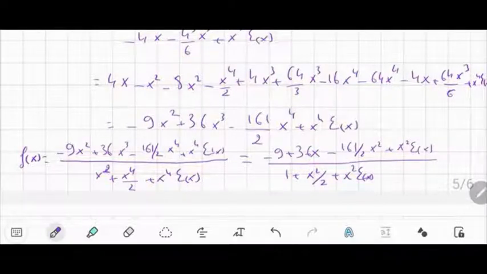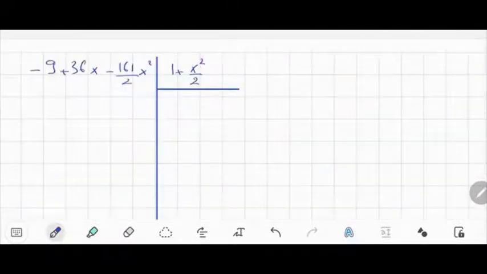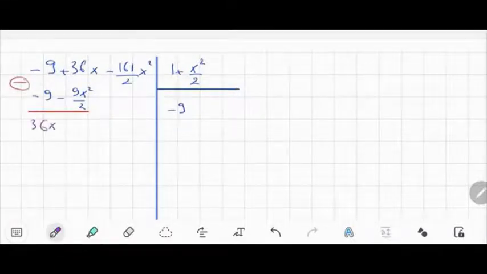So now we will proceed to the Euclidean division according to the increasing exponents of x. So we need to divide minus 9 plus 36x minus 161 over 2 x² by 1 plus x² over 2. So we start the division. Minus 9 divided by 1, it's minus 9. So minus 9 times 1, it's minus 9, and then minus 9x² over 2. And we should subtract to obtain 36x plus 152 over 2 x². And we divide again 36x by 1, it's plus 36x.